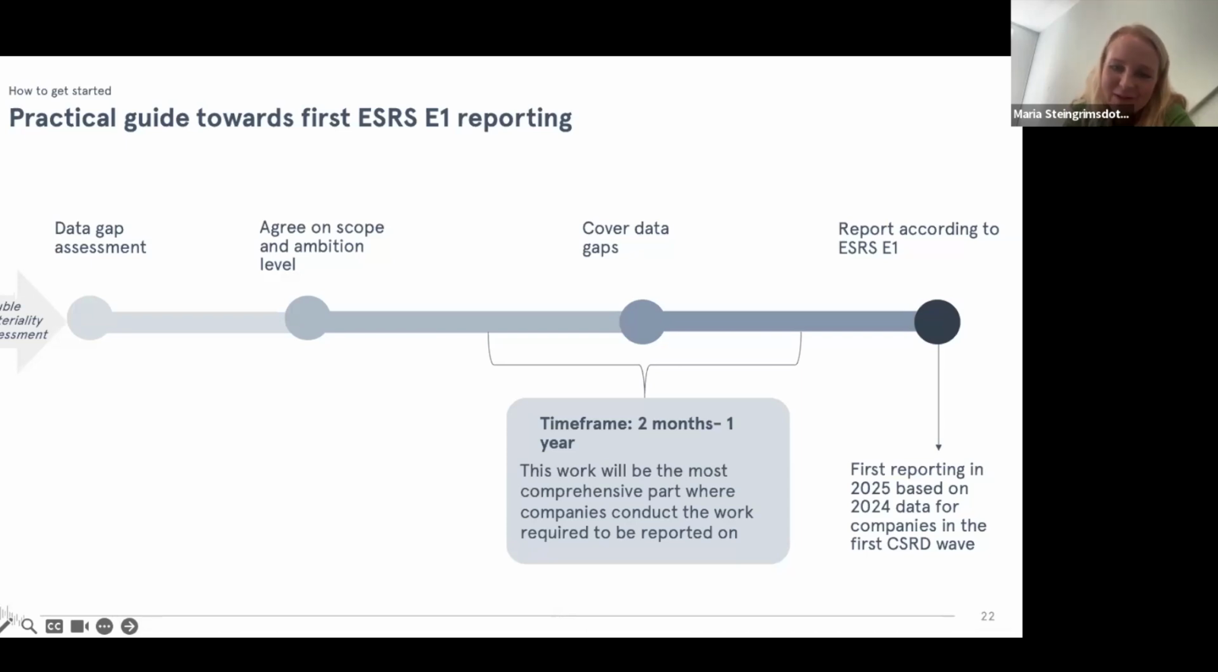Once you then have completed these projects and gathered the necessary data, you are ready to report according to ESRS E1. And as Minna showed before, the waves that the companies are subject to ESRS, the first wave of CSRD are required to report in 2025 based on 2024 data. And therefore, for these companies, time is of the essence to get started on covering the data points. But also, as Minna mentioned, it's not a requirement or expected that every company has a full list of data points by year one. It's about maturing over time.